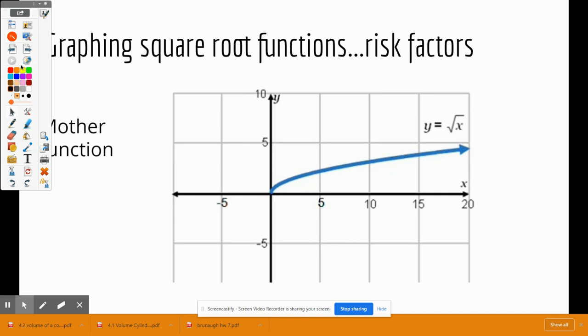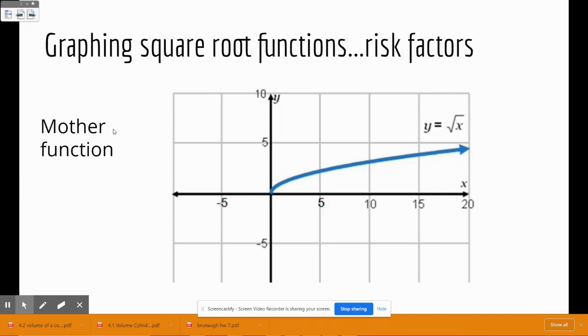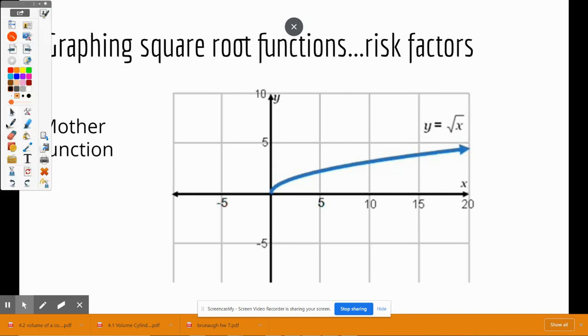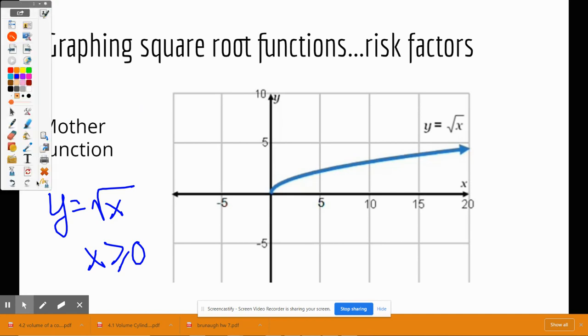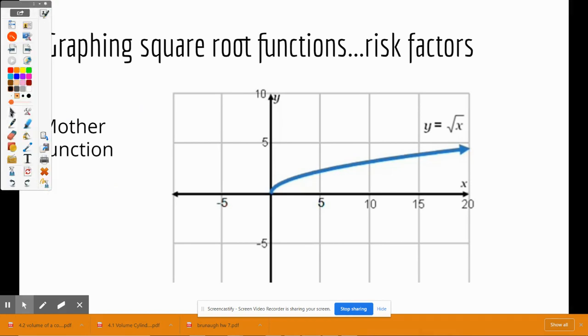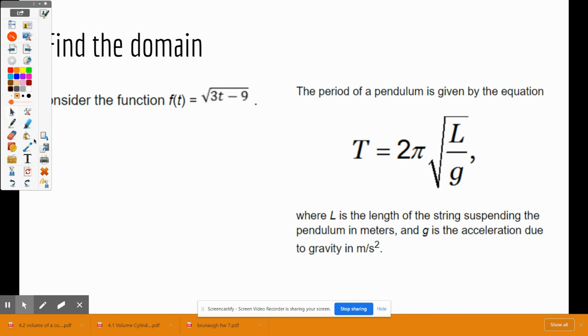Okay, so what happens when you are talking about domain of square roots? There are risk factors. The mother function of a square root graph is just y equals square root of x, and you're going to be pleasantly surprised how we graph these. And that means x has to be greater than or equal to 0, because you can't have a negative under the square root if we want to graph it. We're only going to be looking at part of it. So what is under the square root, we will have to make positive or greater than or equal to 0. So let's talk about domain.